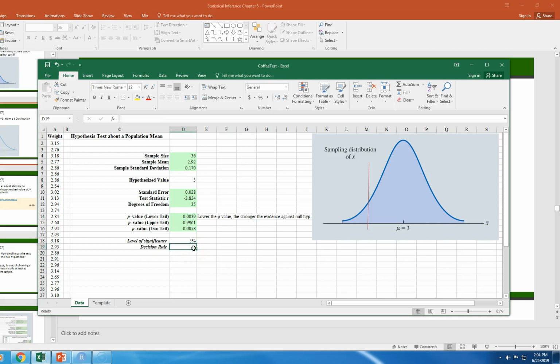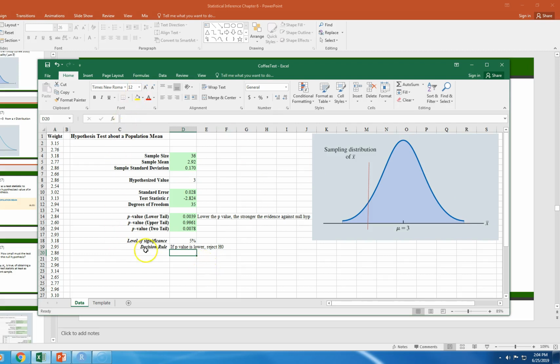In this case, the p-value is clearly lower than the level of significance. We reject H naught. And again, even with this second method of setting a decision rule, we end up rejecting the null hypothesis, and we can say that the claim that the company makes is in fact incorrect.